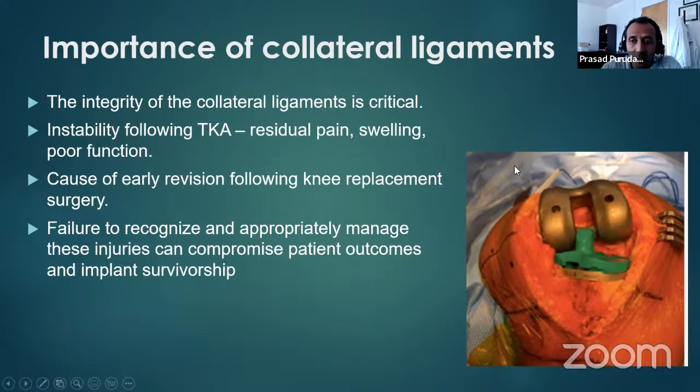It has been shown by many studies over the last several decades that it's one of the very common reasons for revisions in total knee arthroplasties. Failure to recognize these injuries and appropriately manage them during the surgery itself can compromise the patient outcomes and, of course, the implant survivorship in the long term.